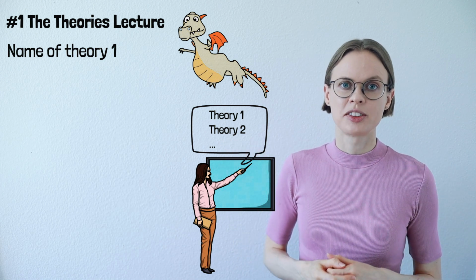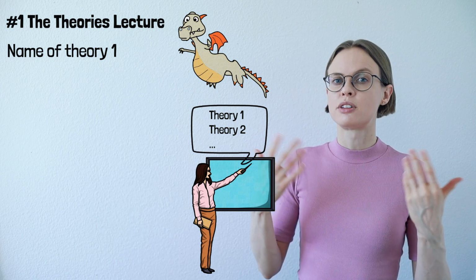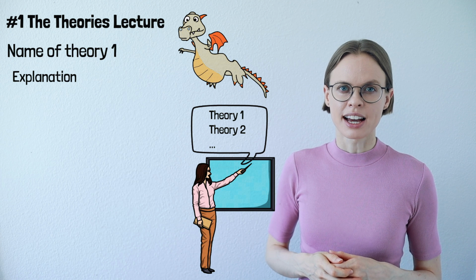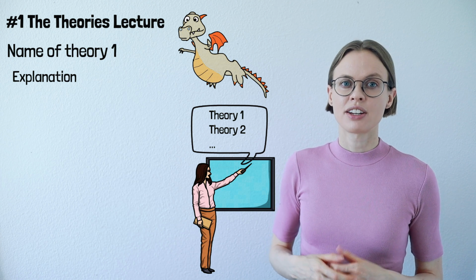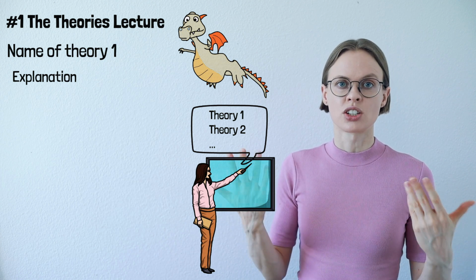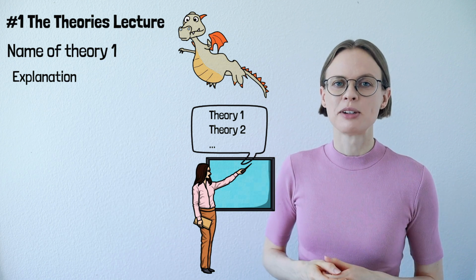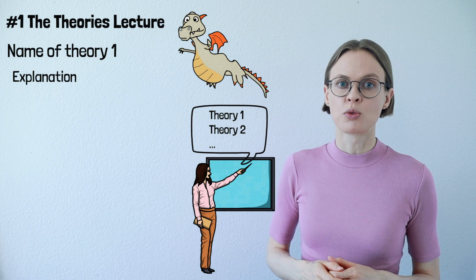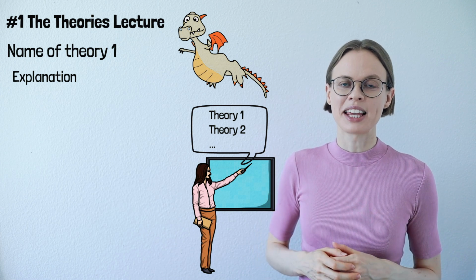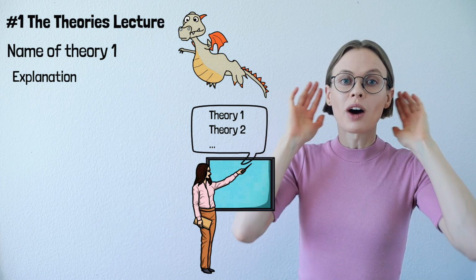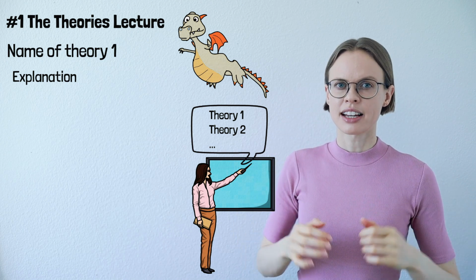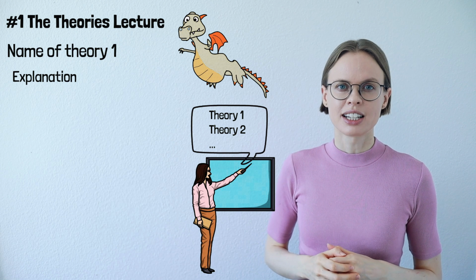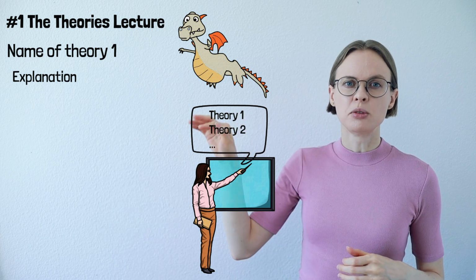After having stated the name of the theory, the professor usually explains what the theory says. So, for example, if it's a theory about the extinction of dinosaurs, the professor will talk about the reasons that this theory provides for why dinosaurs became extinct. So, while you're listening to this explanation, you write down a few keywords regarding this explanation under your heading.